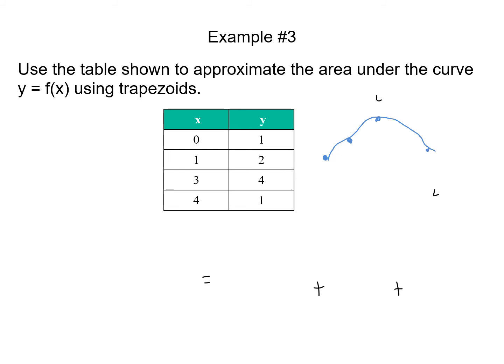Okay, so now we're going to do one where we have a table. Notice that my intervals are not equal. Because my intervals are not equal, I'm going to have to use individual trapezoids. So you're going to have to remember the formula for a trapezoid.